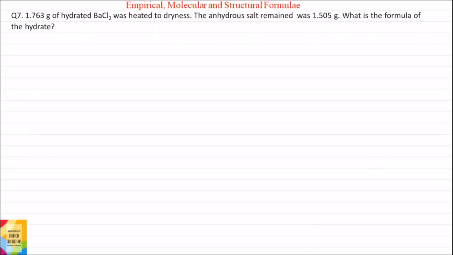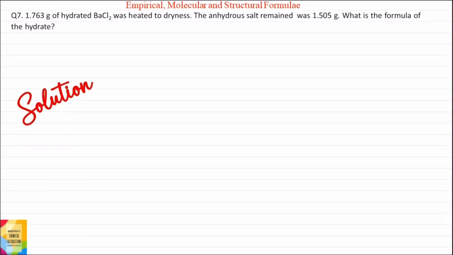Question 7. 1.763 gram of hydrated barium chloride was heated to dryness. The anhydrous salt remained was 1.505 gram. What is the formula of the hydrate?